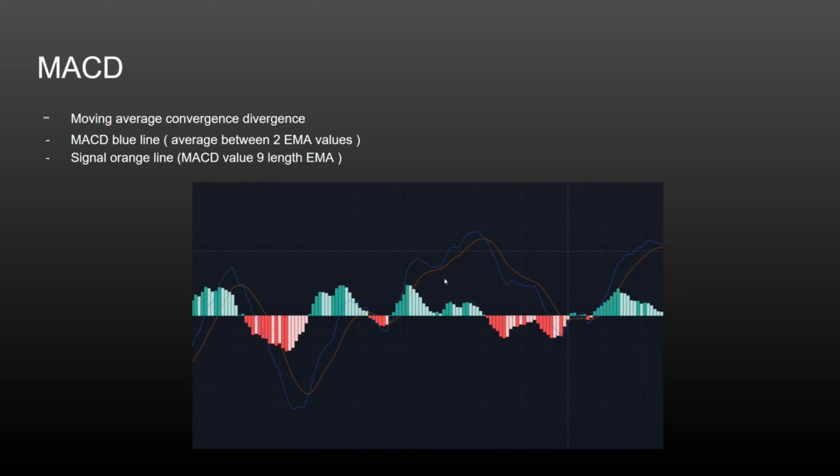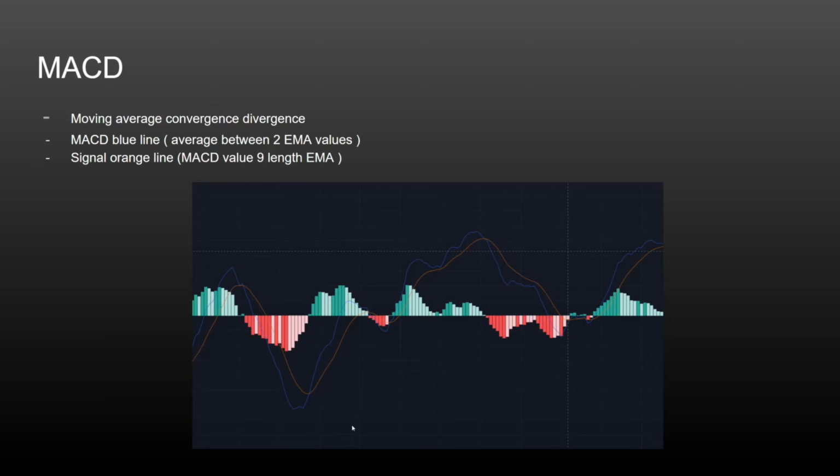And the zero line is in between the green and red bars. So if it's green, above the zero line, you are in a bullish momentum, and when it's red, you are in a bearish momentum. I hope that makes a little bit of sense to you.